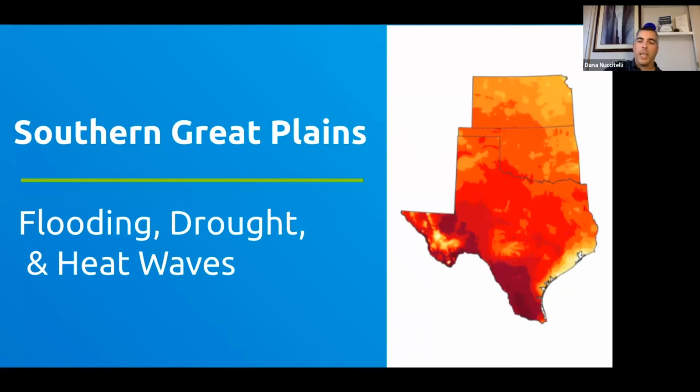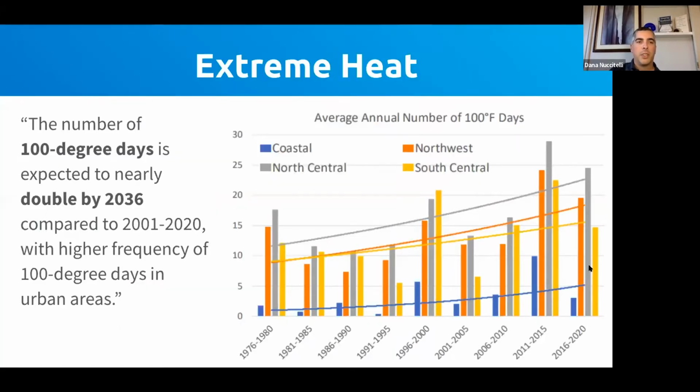So then the other one where we saw a lot of orange and red was the Southern Great Plains, which is your Texas, Oklahoma, and Kansas. They have very similar impacts: flooding, drought, and heat waves, also hurricanes in Texas. Extreme heat is a really tough one, especially in Texas.